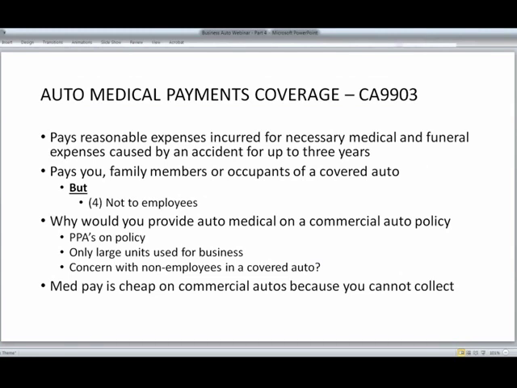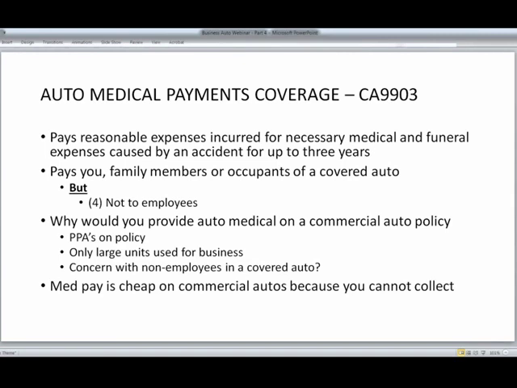Then we have MedPay. MedPay is CA 9903, and this is one of the things that frustrates me, and that's when I see MedPay on a policy covering only larger vehicles. Yes, it covers expenses incurred, necessary medical and funeral expenses, for up to 3 years. It pays for family members and occupants of covered autos, but it doesn't pay for employees. So if the vehicles are only being used by employees, MedPay will not pay. And in the commercial arena that we mainly deal with, we don't want anybody in that vehicle that's not an employee. So MedPay would not pay.